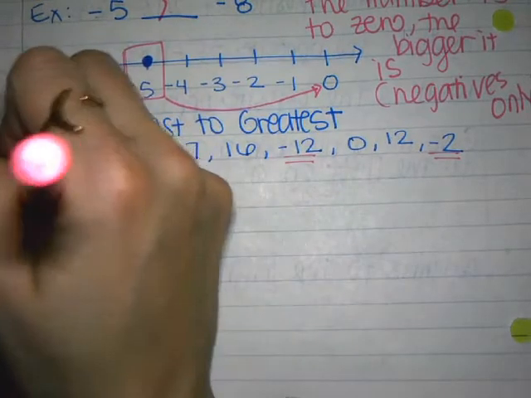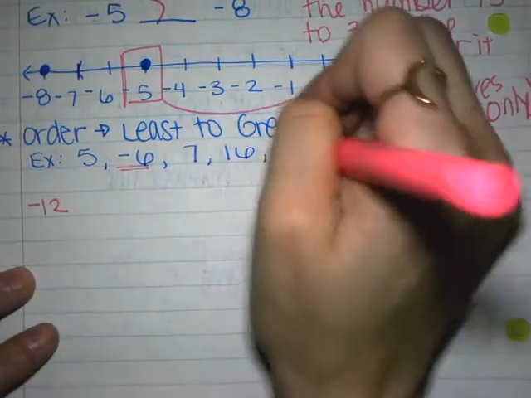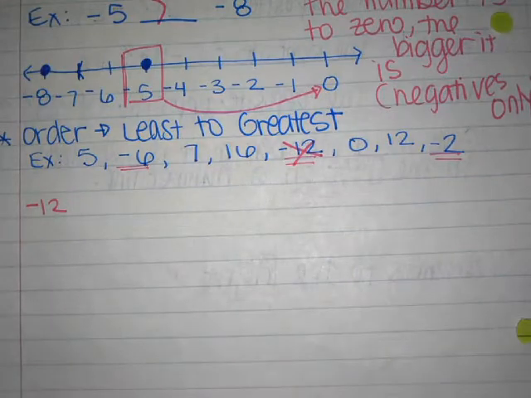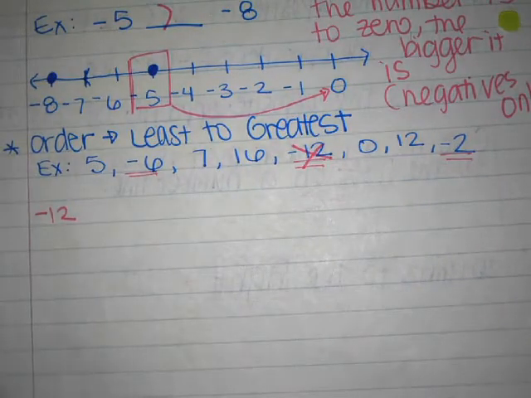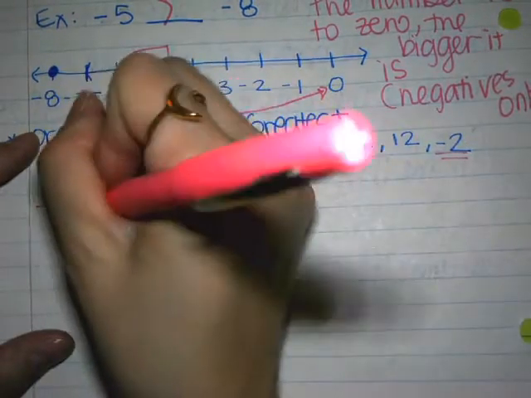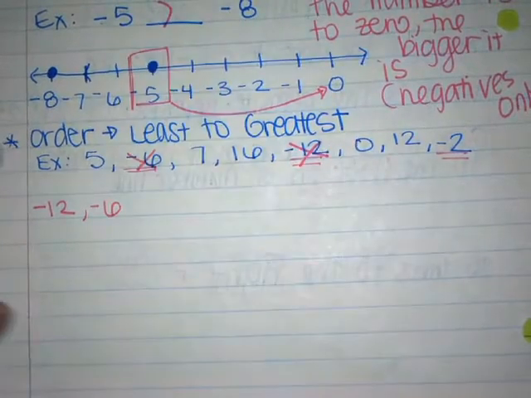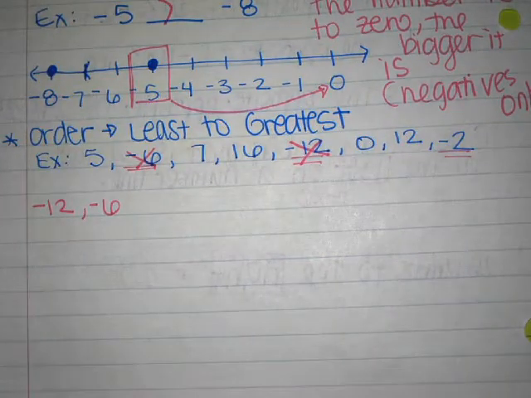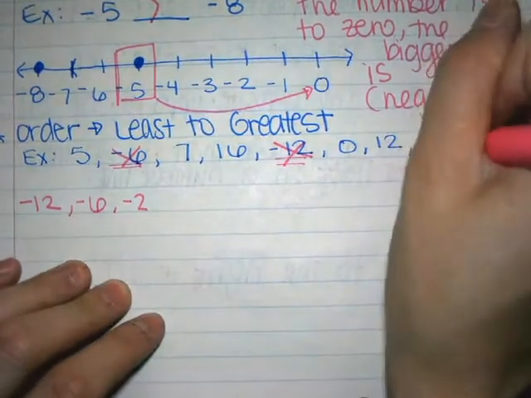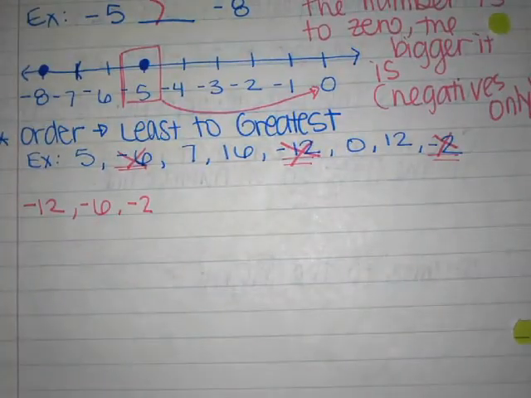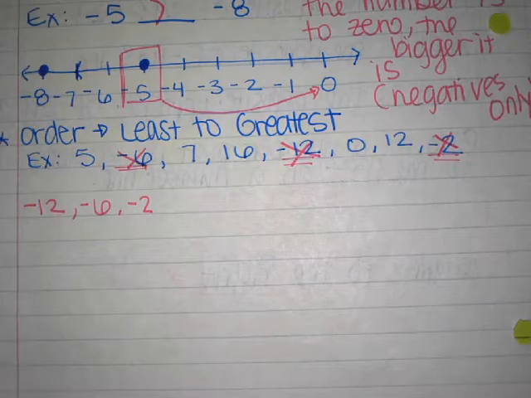So that -12 goes first, and then I'm going to cross it out so that I remember I used that number already. Then what number comes next? -6 or -2? -6. Cross it out. What's the next number that should come? Cross it out. So do all of your negatives first. What number should come next?